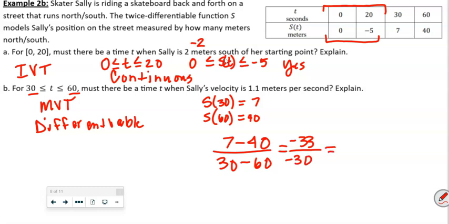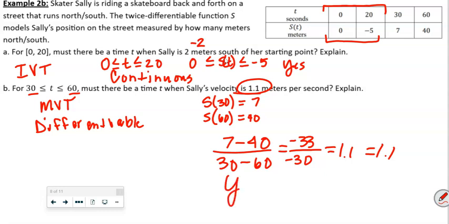So put that in your lovely little calculator. And when you do, you're going to get... Where's this problem? I lost it. Oh, it's on the next page. That's why. I got 1.1. So because they're equal, right? 1.1 is equal to 1.1, and that was the velocity they asked us up here, right? Then we know that the answer is... okay, because they're equal, then yes.